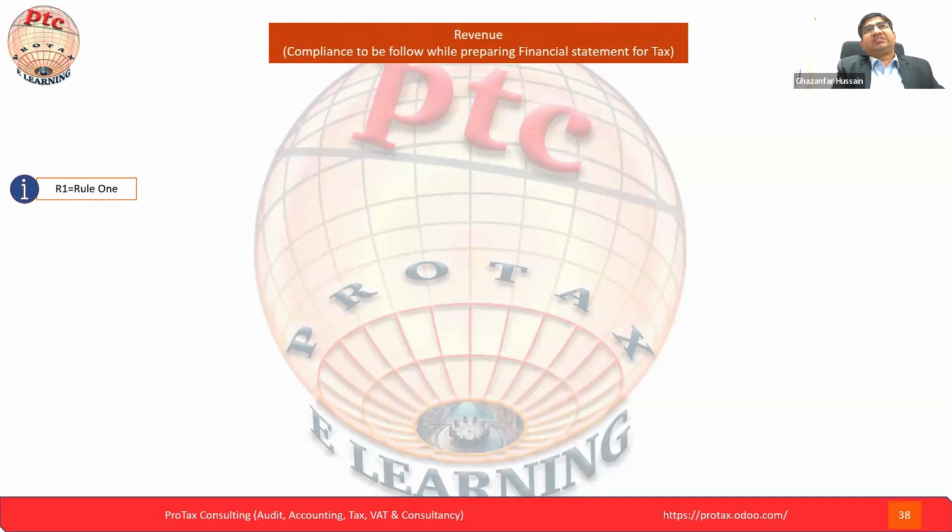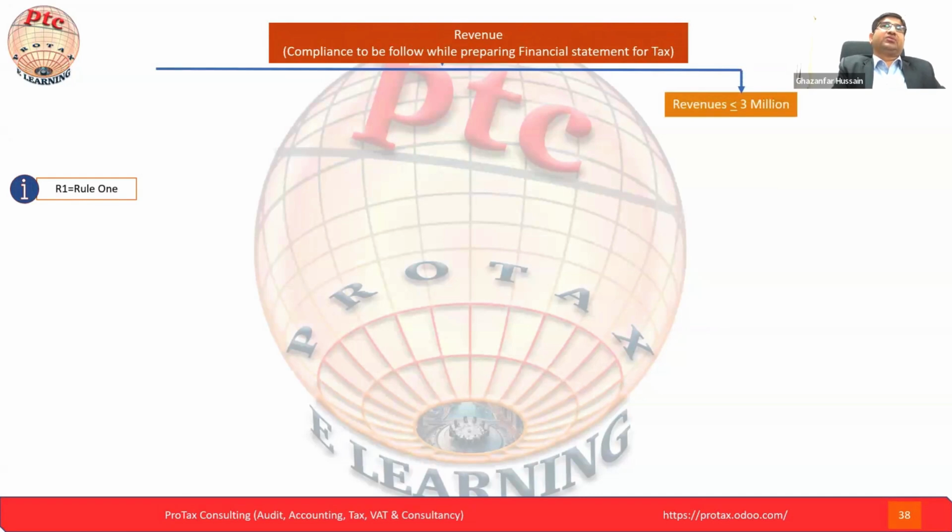Today, we're going to discuss the revenue. In terms of the revenue, we have to understand this while preparing the financial statement and for compliance. Here, the rules and understanding we are considering are from the corporate tax point of view. So today our main topic is the small business relief, what the benefits are, and how we can avail the small business relief.